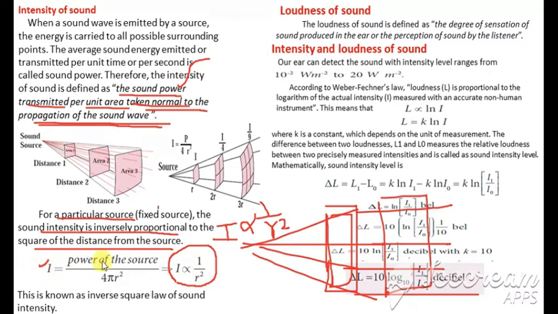I is also equal to power of the source divided by area. ஏன்னா power per unit area அப்படின்னு சொல்லியிருக்காங்க இல்லையா. So power divided by area. Okay, and in this we can also write I proportional to 1 by r square. So intensity varies as an inverse square law.